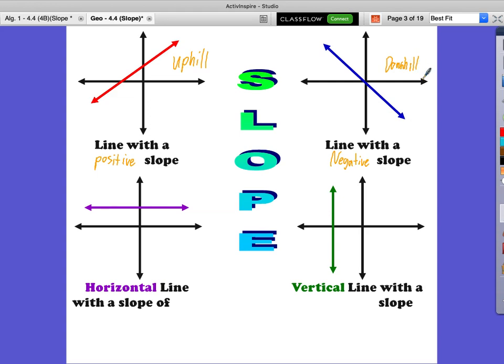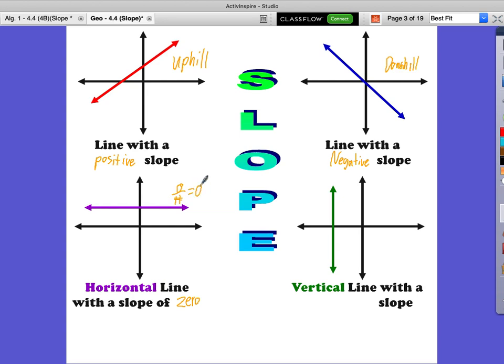Okay. Horizontal lines have a slope of what? 0. Very good. Here's how we can think about this. Is it rising at all? No. So the rise is 0, and the run is literally any number. And 0 divided by any number is 0.